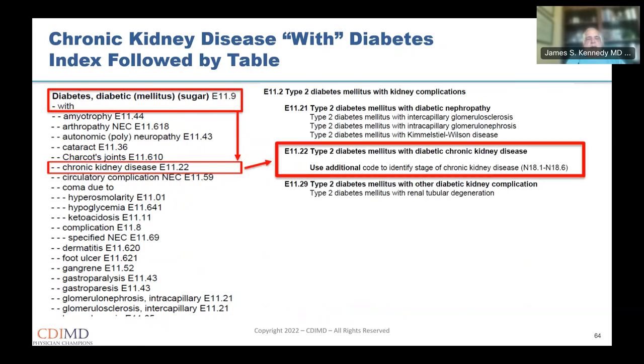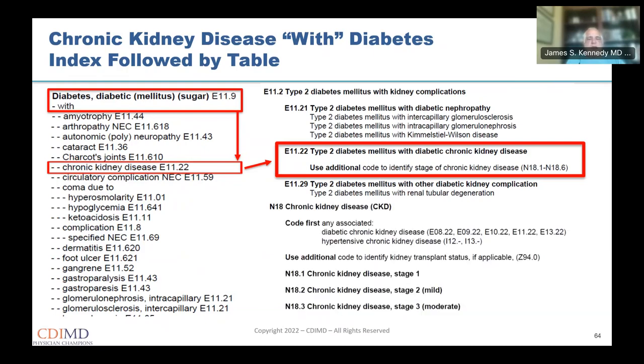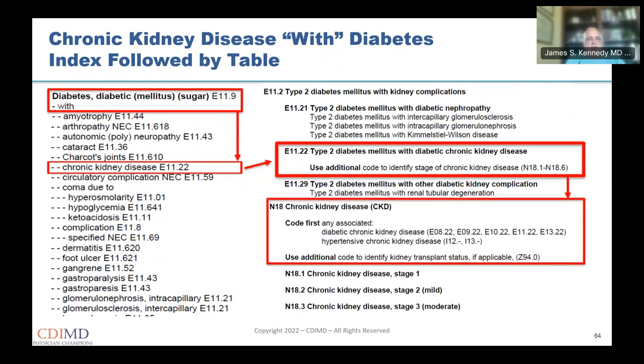And notice how my E11.22 will point to that type 2 diabetes with diabetic chronic kidney disease. And there's going to be another instruction under that to use an additional code for the stage of the chronic kidney disease. And I've added these down below, but I don't have all of them on this, but they're there. And so the doctor would need to identify which stage of the chronic kidney disease. And this is how you would look up the code, and you would need to do this for all of these conditions.